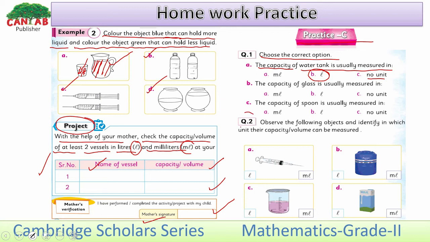After that, complete question number 2. Observe the following objects and identify in which unit their capacity or volume can be measured. Identify the unit and complete this one. The liquid in a syringe can be measured in milliliters. Similarly, complete other parts of question number 2. Complete this task at your home. After completing this, send your workbook to your teacher for checking.